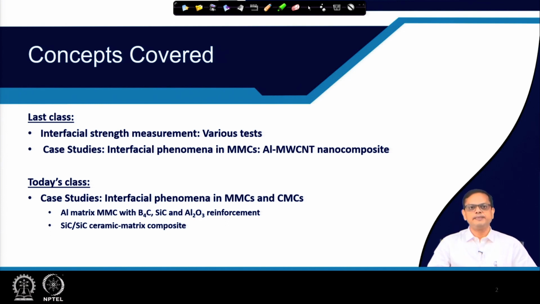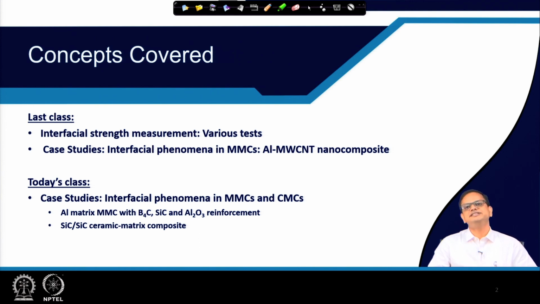And in the second example, we will talk about SiC ceramic matrix composite. That means the matrix is primarily SiC and it is reinforced with SiC fiber as well as SiC particles, and what kind of interface we see there. In this particular example, the fibers have come from different sources, both SiC fibers, but the synthesis techniques are different and that is why their properties are different.